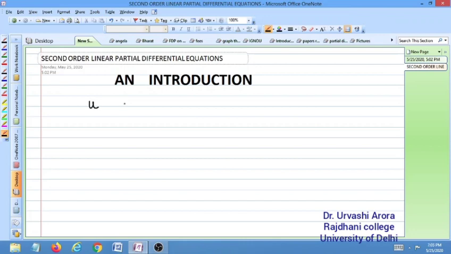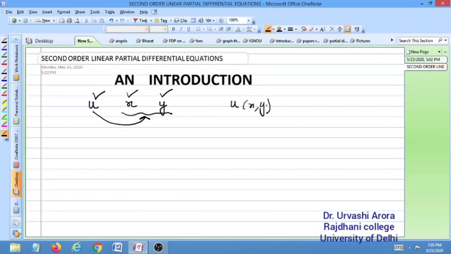Now we are dealing with the simplest case when the number of independent variables is 2. So the independent variables which I am taking in the second order linear partial differential equation are 2, and I am denoting them by x and y. So x and y are independent variables and u is a dependent variable which depends on the independent variables x and y. So u is a function of x and y.